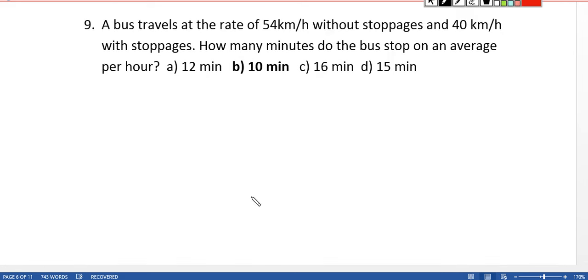A bus travels at the rate of 54 km per hour without stoppages and 40 km per hour with stoppages. How many minutes does the bus stop on an average per hour?